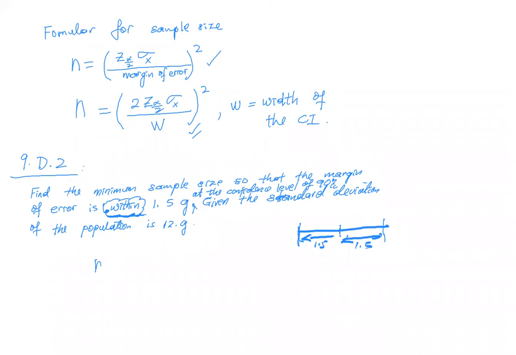Our n will be equal to, may I know what is my Z alpha over 2 if 90%? This one you should record down in your one-page handwritten note because 95, 90 is very common, 1.645, so we put here 1.65. Standard deviation is 12 over the margin of error 1.5, then you square it. May I know what is the answer?